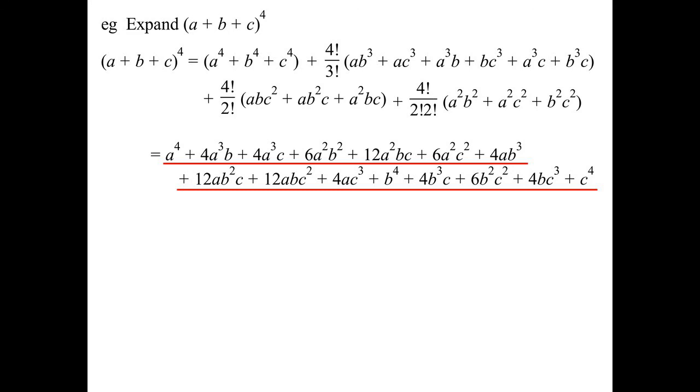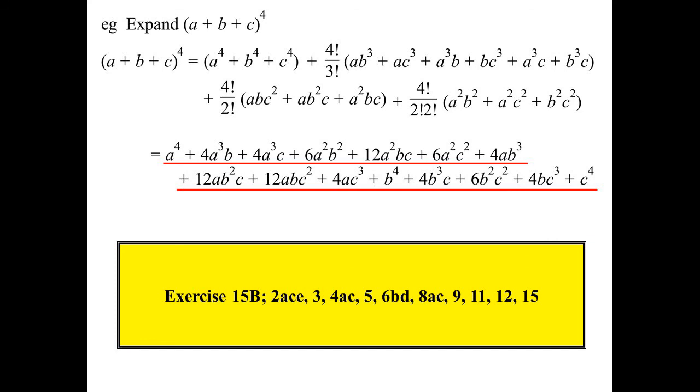I could also have the a squared b squared. Well, we already worked that one out, the last one. That ended up being 4 factorial, 2 factorial, 2 factorial. Is there any other possibility there I could have? No. I think that's about it, isn't it? So there you go. There is our expansion of a plus b plus c to the power of 4. Well, yeah, you could keep going. But anyway, 15b plays around with that.